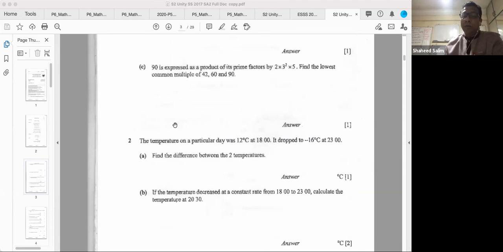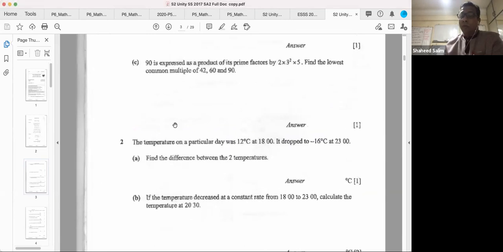This one now. We have gone to other countries, so this must make some sense. The temperature on a particular day is 12 degrees at 6 p.m. At 11 midnight, it dropped to minus 16 degrees. What's the difference between the two temperatures? You find out.